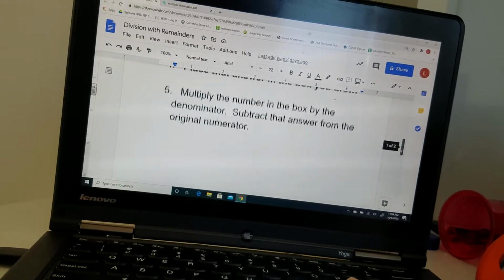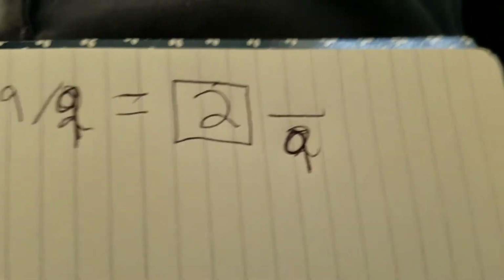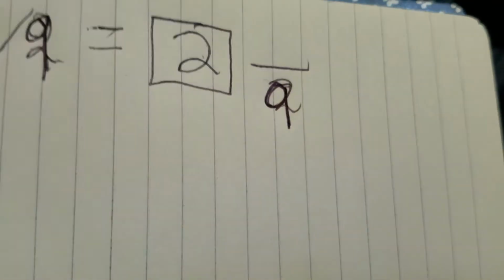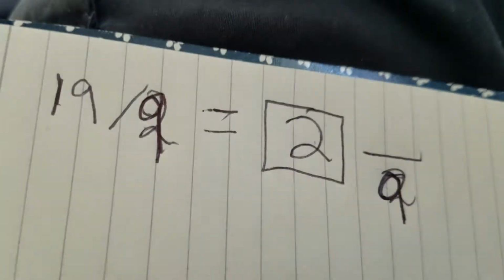Now the final step, step 5. Multiply the number in the box by the denominator. So we're going to multiply this 2 by this 9. So 2 times 9 equals 18. We already know that.